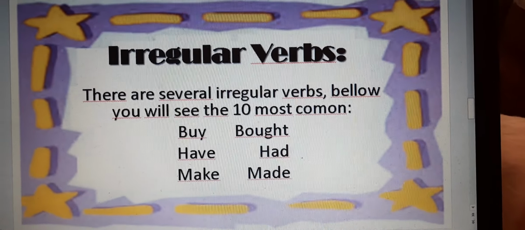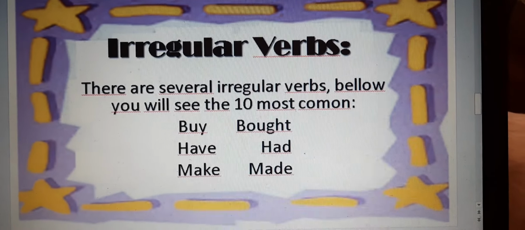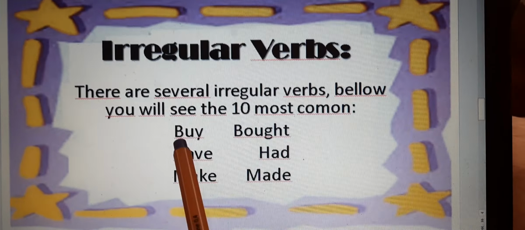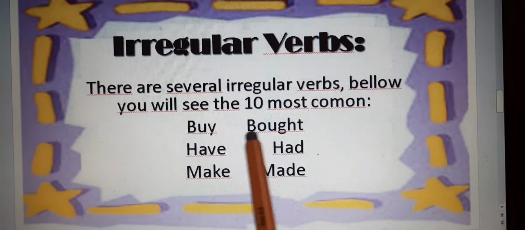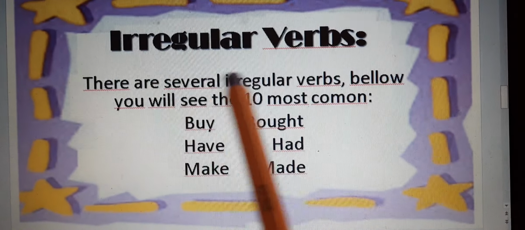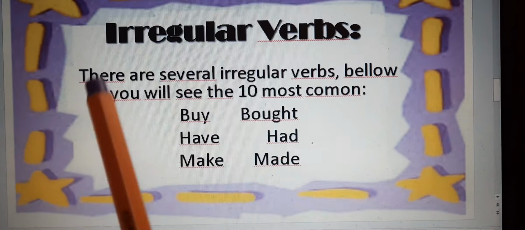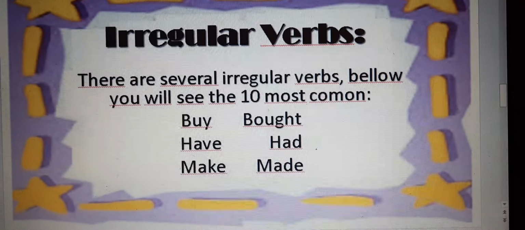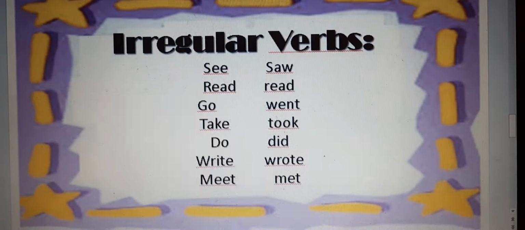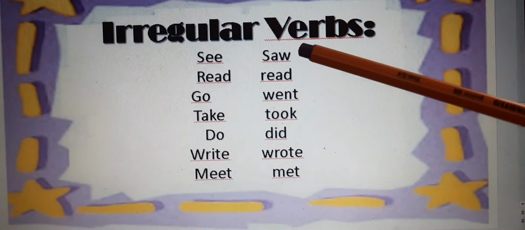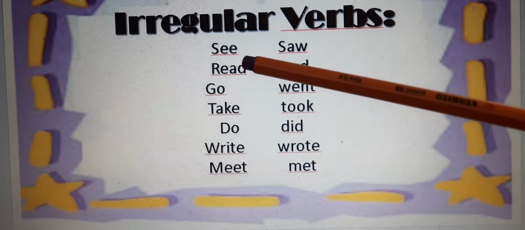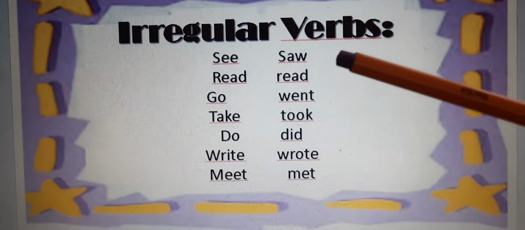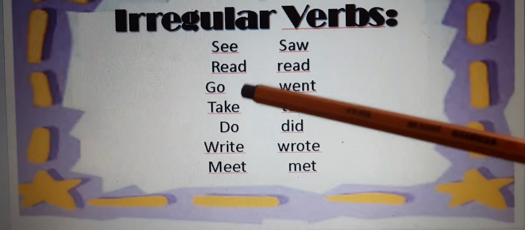There are several irregular verbs. Below you will see the 10 most common. Buy, the simple past is bought. Have, the simple past is had. Make, the simple past is made. See, the simple past is saw. Read, the simple past is read. Go, the simple past is went.